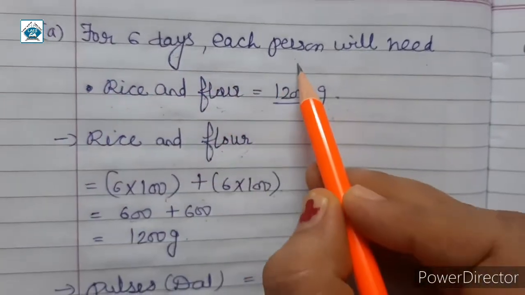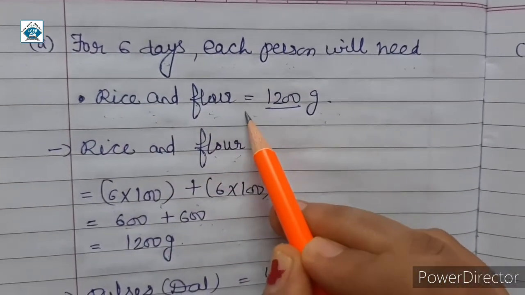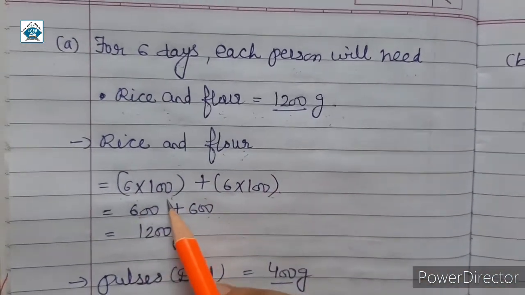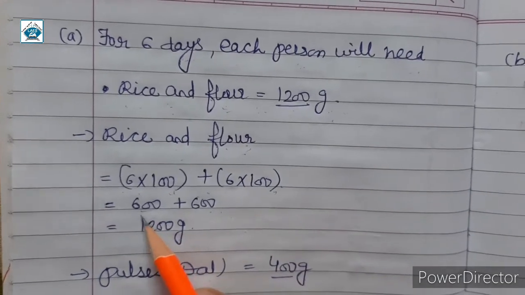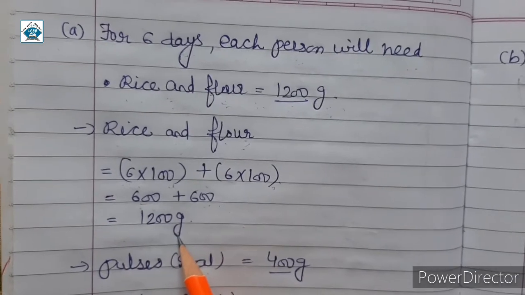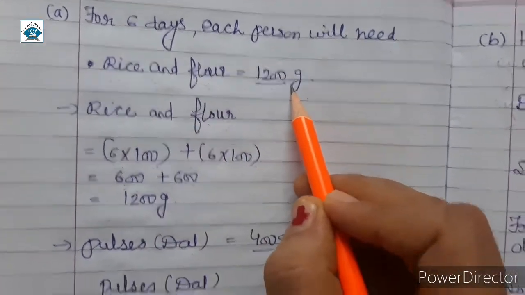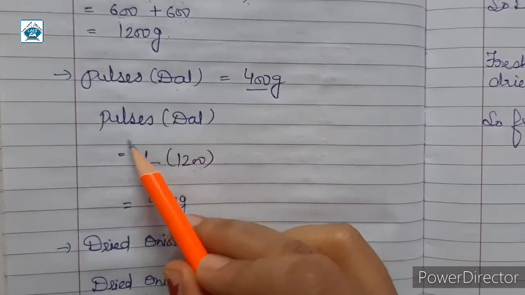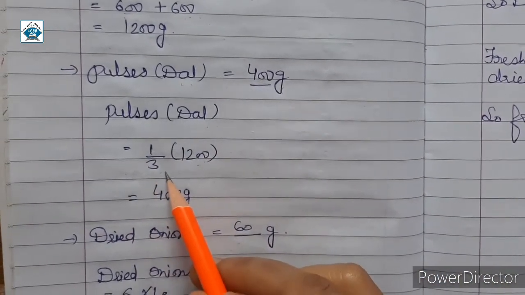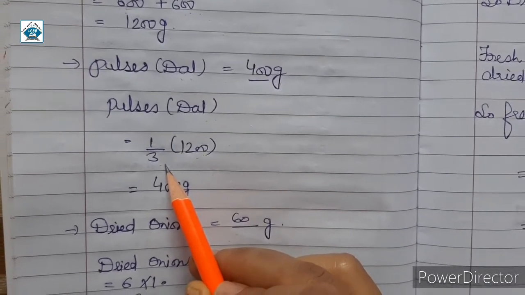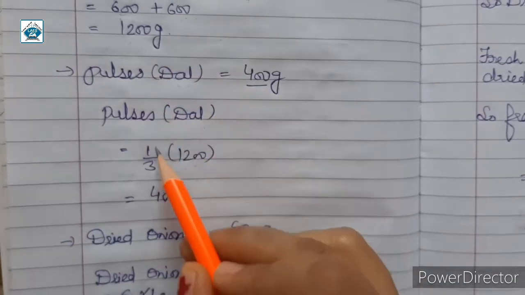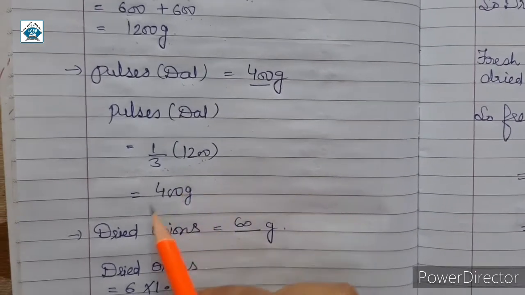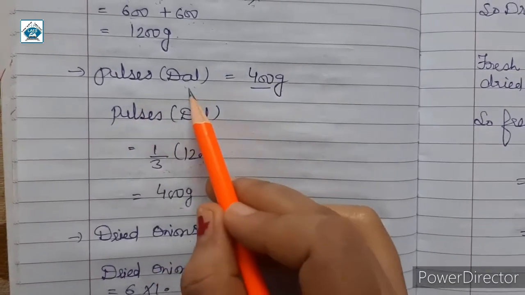A. For 6 days, each person will need rice and flour equal to 1200 gram. Rice and flour: 6 multiply 100 plus 6 multiply 100, 600 plus 600 is equal to 1200 gram. Now pulses is equal to 400 gram. Pulses dal is equal to one third of rice and flour. So rice and flour 1200 gram, one third of 1200. 3 fours are 12, so it is equal to 400 gram.